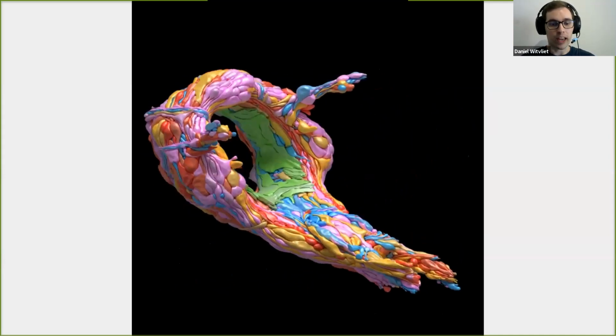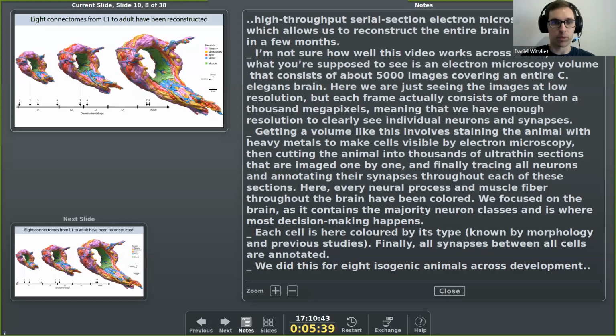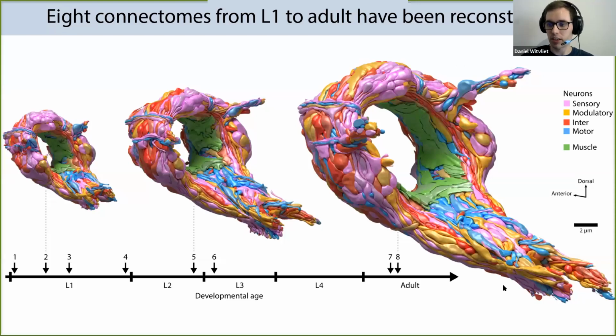So we've done this for 8 isogenic animals across development, which can be seen here on this timeline. And with these data sets, we can examine how the synaptic connectivity and morphology of each neuron change across maturation at the level of an entire brain. So when looking at this data, one thing that was immediately obvious, even just from this visualization, is that the brain is getting bigger without changing in overall shape.